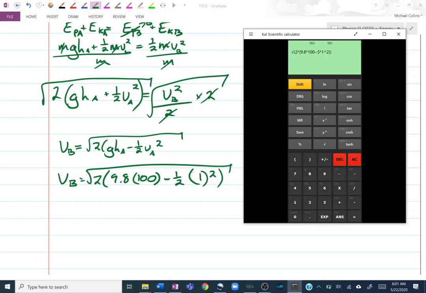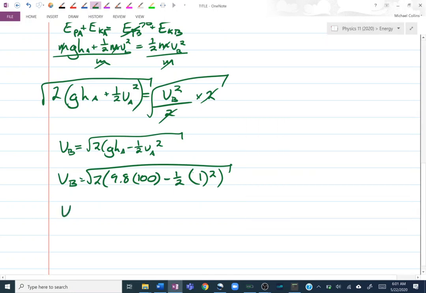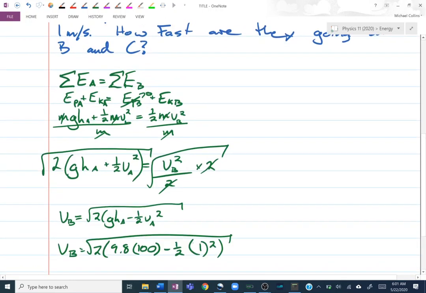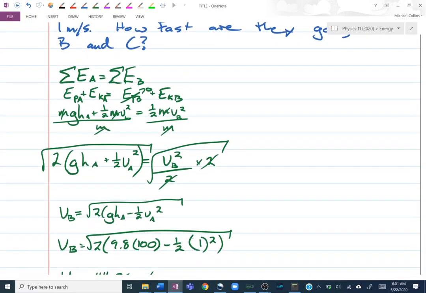Close the square root. That's equal to 44.26. The velocity at B is equal to 44.26 meters per second. I don't know what that is in kilometers per hour, but I guarantee you are moving. A 100-meter high roller coaster is also pretty big.